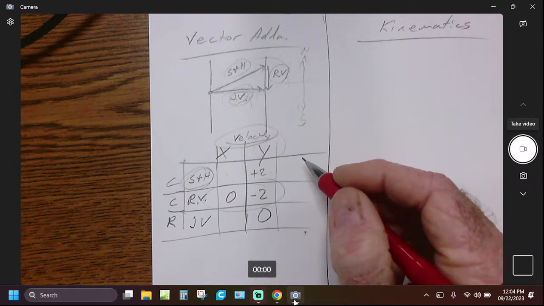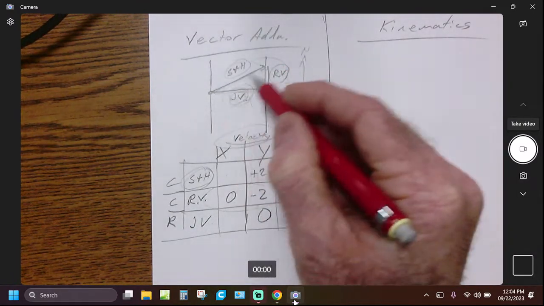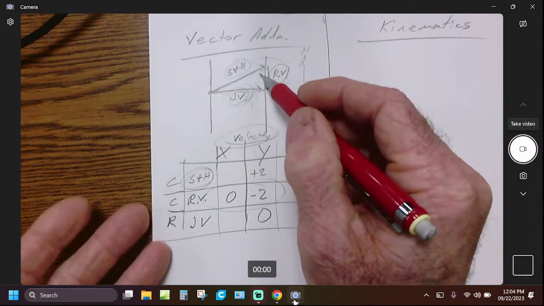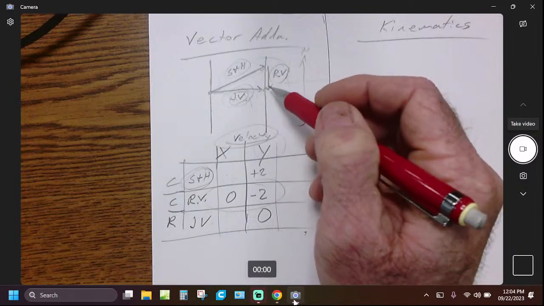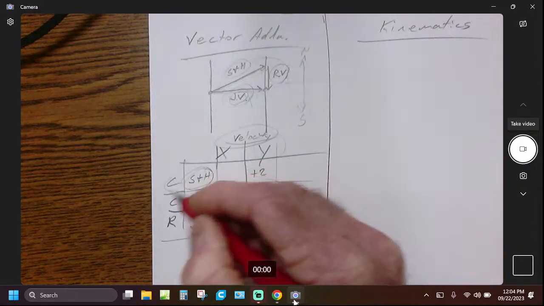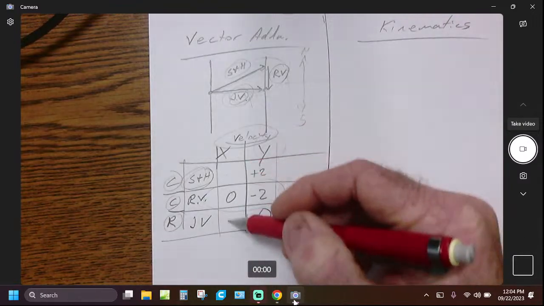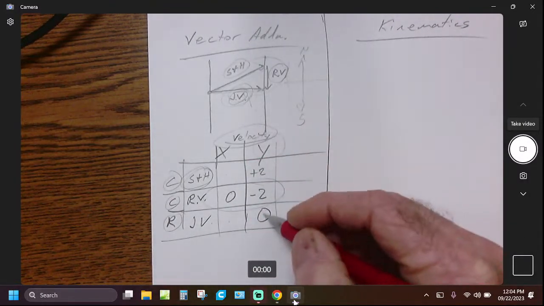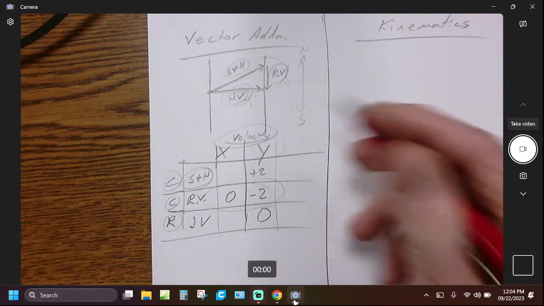So this speed and heading right here, it's at some funny angle, but the next thing I'm going to do is resolve that into the x and y components and draw a little picture of it. But this component vector and this component vector add up to the resultant. So in the x dimension, they should add up, and in the y dimension, they add up. And if the sum is 0 and this is negative 2, then that's got to be positive 2.